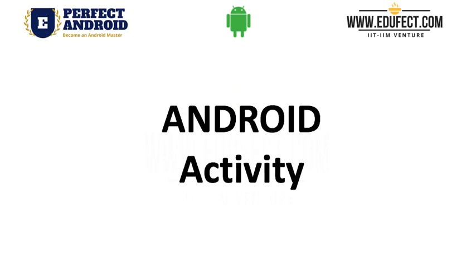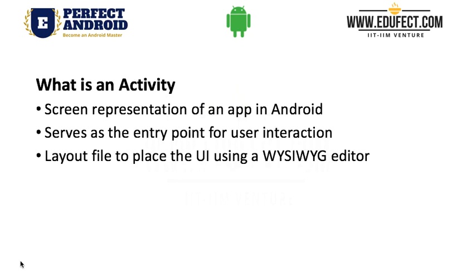Now that we have learned about the Android stack and how Android works, let us learn about how an Android app works and what is activity. So, activity is the screen representation of an app in Android. In Android, everything is UI or screen based, and the screen representation is referred to as an activity.